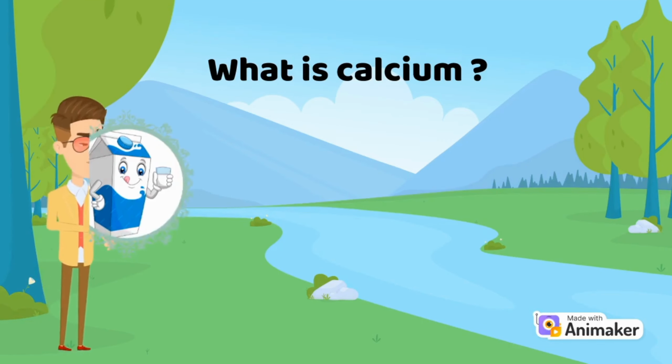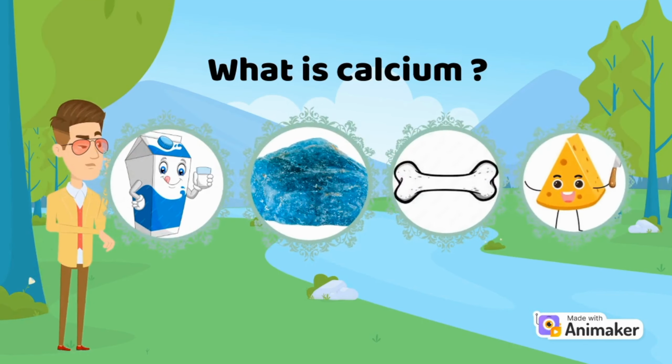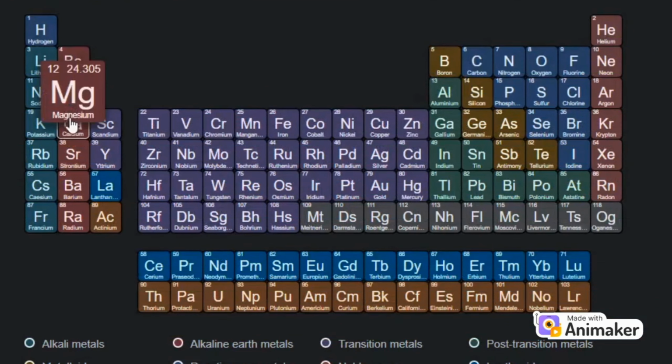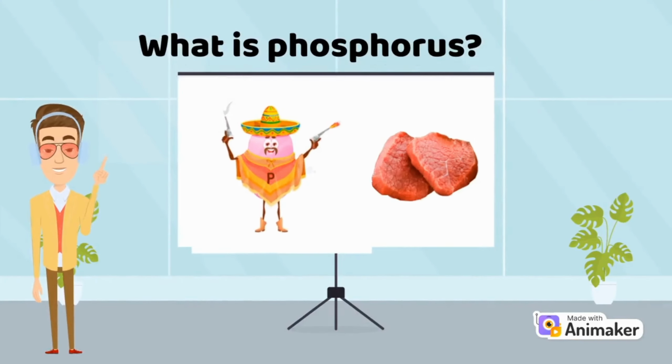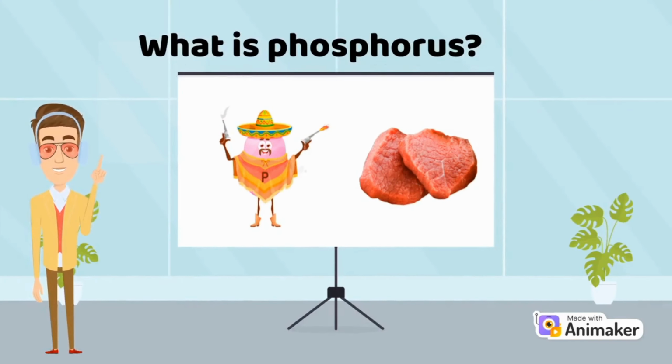So guys, what is actually calcium? As we know, calcium is found in milk, rock, bone and cheese. Calcium is a chemical element with the symbol Ca and atomic number 20. And then what is phosphorus? Phosphorus is an essential nutrient in our diet, which we can find in meat and also in ATP.